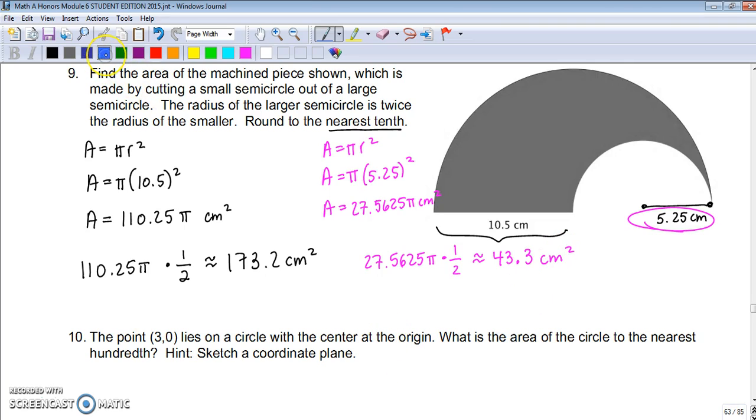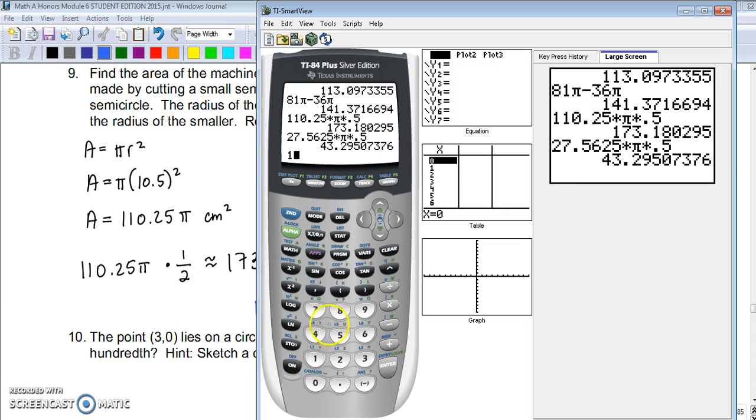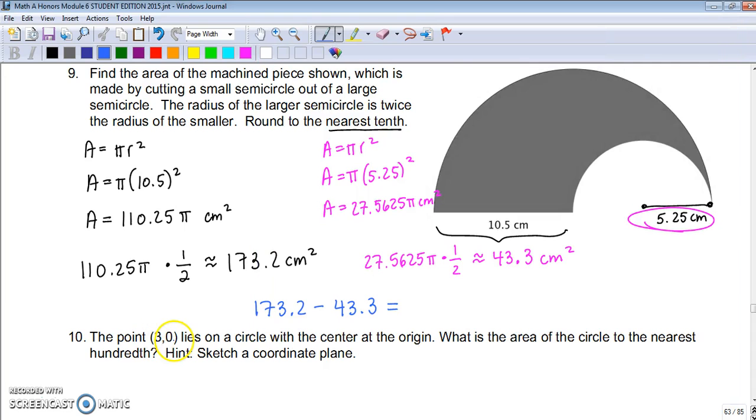And finally, we are now going to take these and we will subtract them. So we have 173.2 minus 43.3 equals 129.9 centimeters squared.